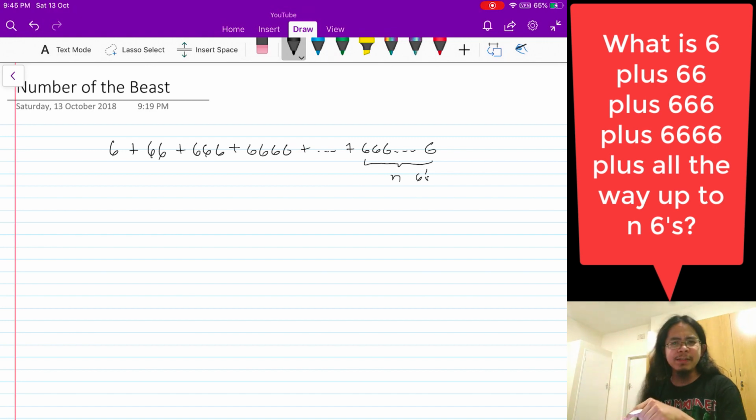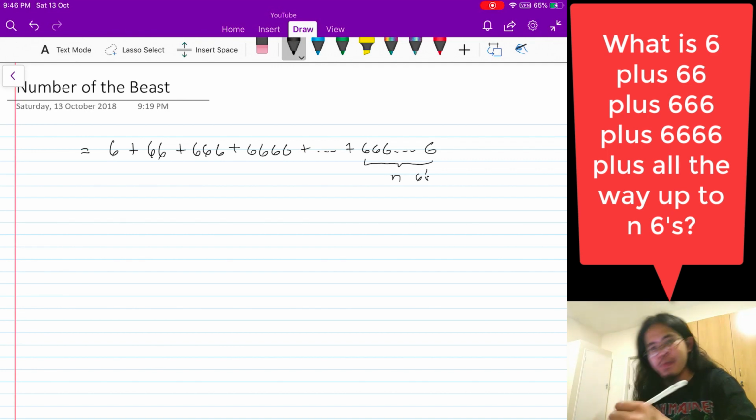How do you add this? The first impulse is to get a calculator or a computer and input everything. However, when n is 100 or 1000 or 1 million, that's going to be cumbersome. So we want to find an elegant way to close the sum so that, given any n, we can tackle that sum.